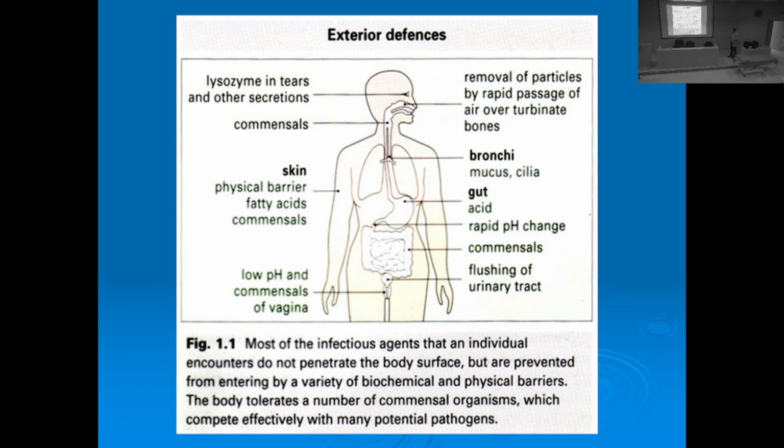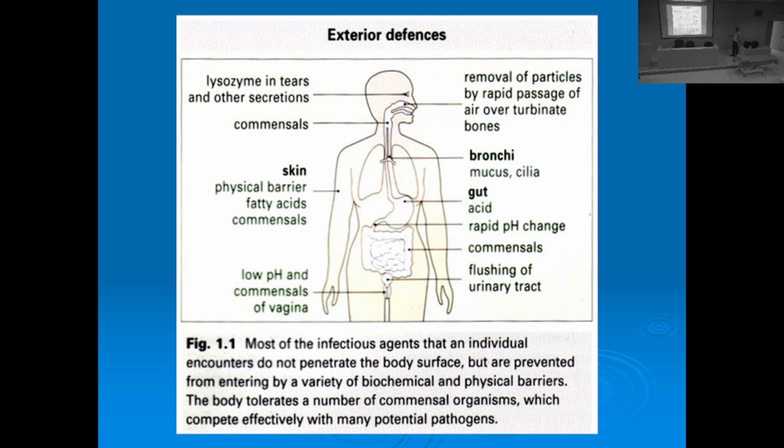So on those, either the skin or the other mucosa, we will have a number of innate immunity defenses which are there. We will have enzymes in all of the secretions, in the eyes, in the ears, in all mucosa, in the bronchi, of course, etc.